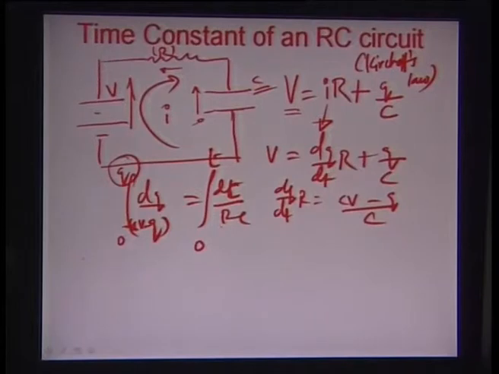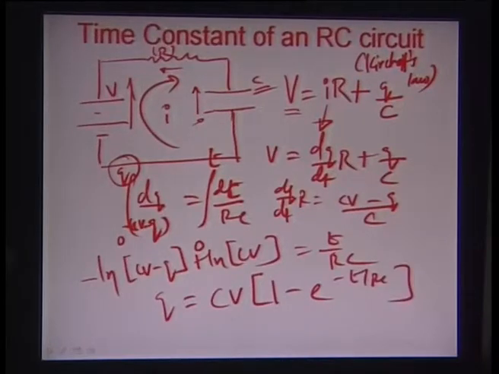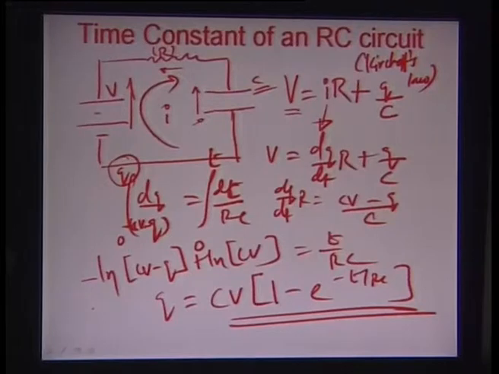So if we solve this equation, we are left with minus ln of CV minus q plus ln CV, which is essentially equal to t by RC. Or in other words, q here, the charge, is CV times 1 minus e to the power of minus t by RC. All right, so CV also is a representative of the full charge on the capacitor.